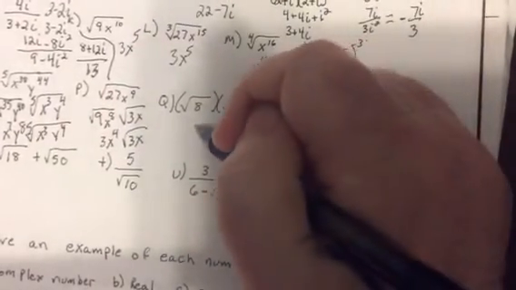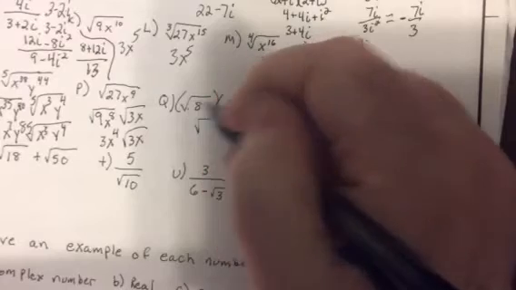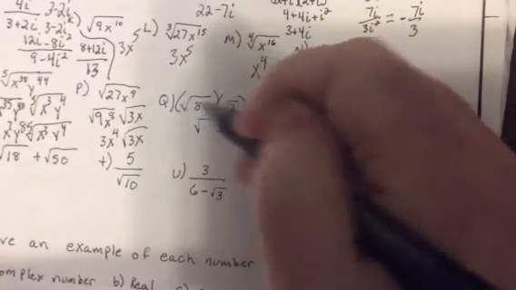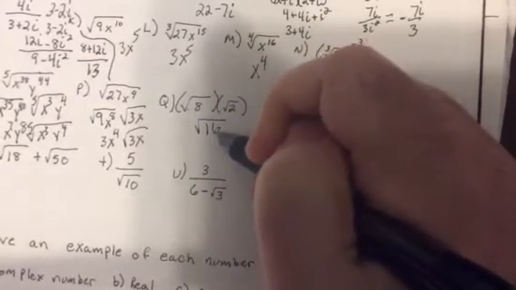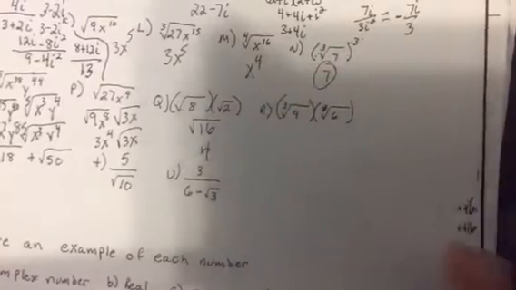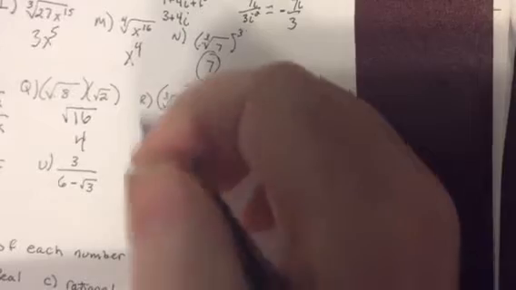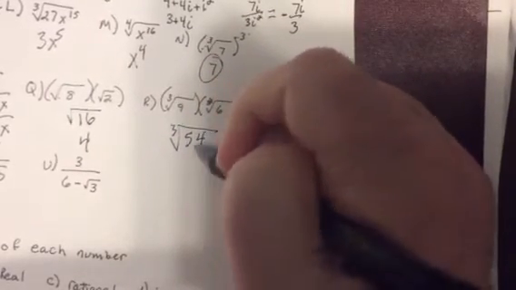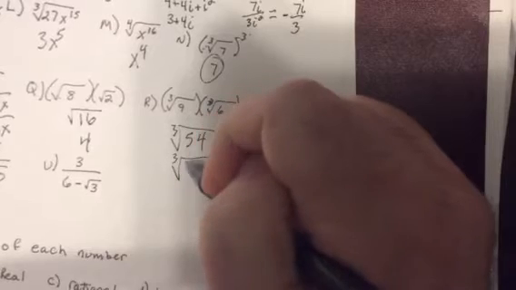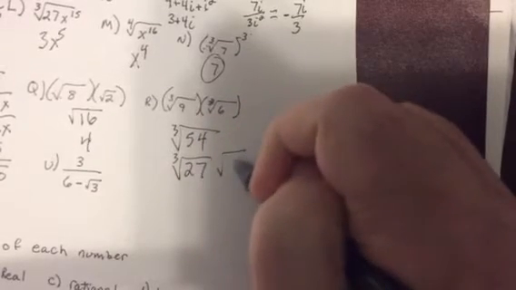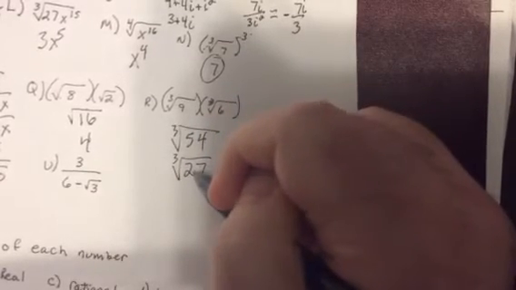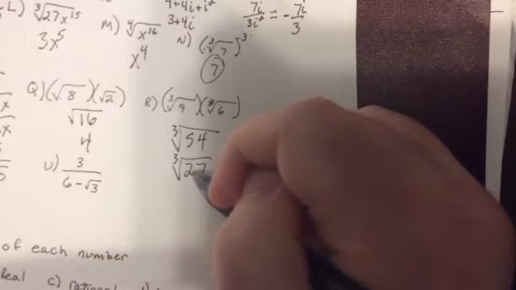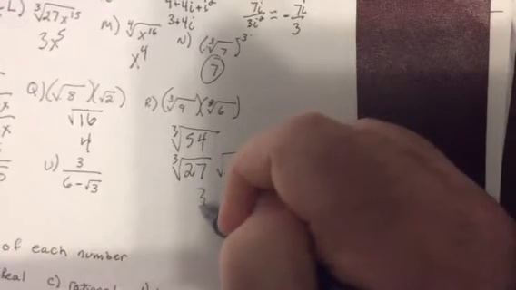This is square root of, whenever you multiply two things with the same index, you just multiply the underneath. But square root of 16 is 4, so that was an easy one. So here's cube root. This would be the cube root of 54, which I can break up into the cube root of 27 times the cube root of 2. 27 is a perfect cube, 3 times 3 times 3. There's 3 of the same thing. So this would be 3.